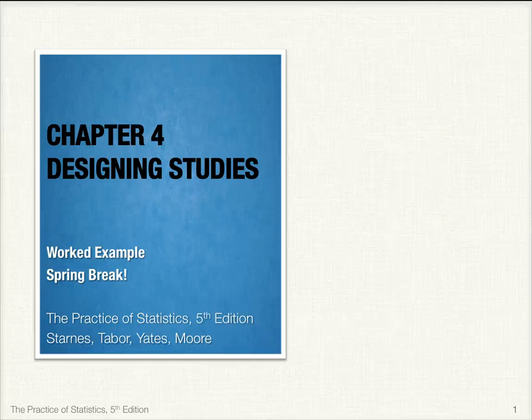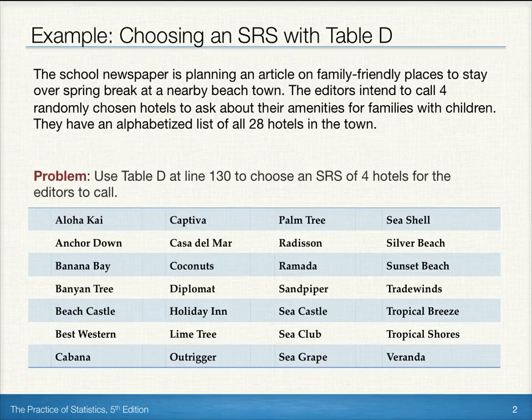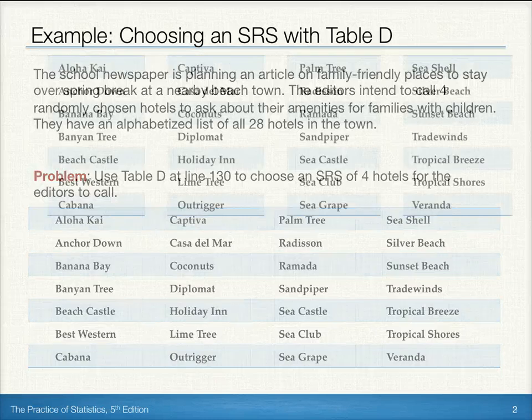This is Jason Molesky. In this example, we'll take a look at how to select a simple random sample using a table of random digits. The editors for a school newspaper intend to call 4 randomly chosen hotels to ask about their amenities for families with children. They start with an alphabetized list of all 28 hotels in the town. Our problem is to use Table D in the back of the book, starting at line 130, to choose an SRS of 4 hotels for the editors to call.